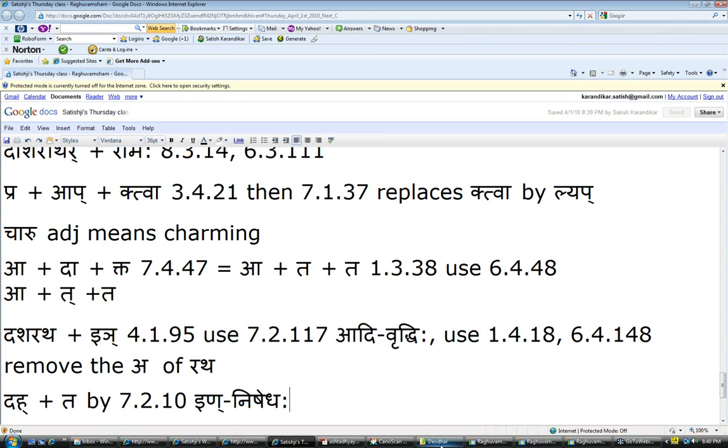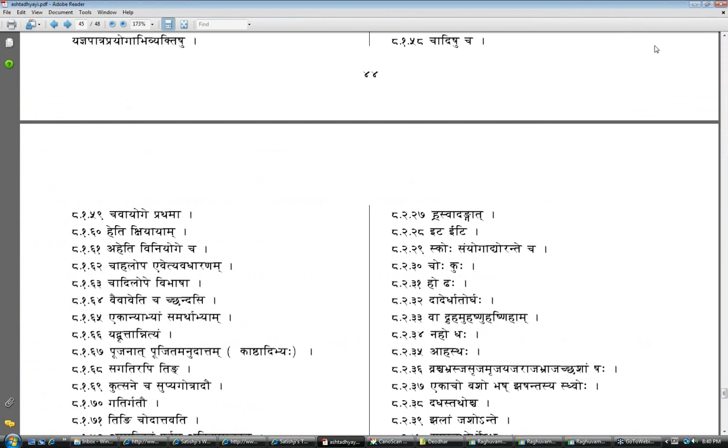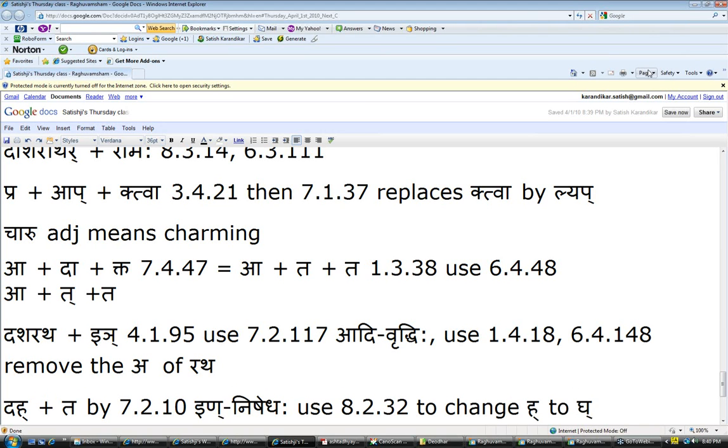So now we are already in the Tripadi section, where we have to use the 8 to 32, which will overrule 8 to 31, because it is an apavada for that. So use 8 to 32 to change the ha, because you have a dakaradi dhatu, and that will change to gha. It would have been changed to dha, but right now it doesn't. And then the next one which Anuji said, which you just told Anuji. What was that one you just said?